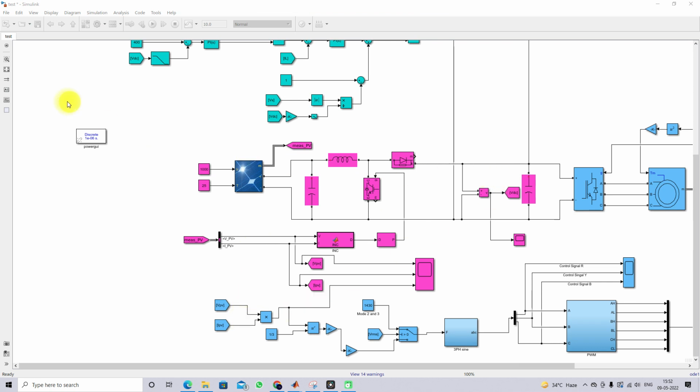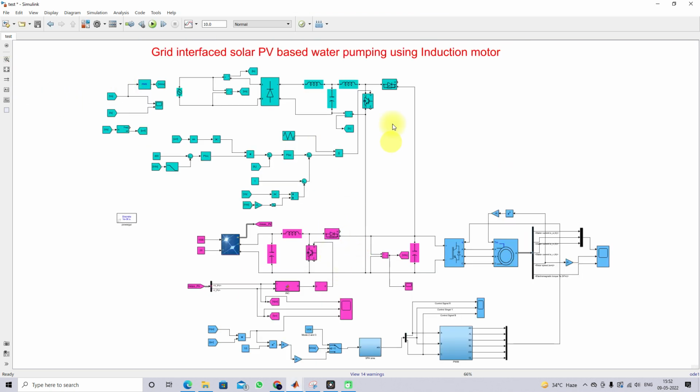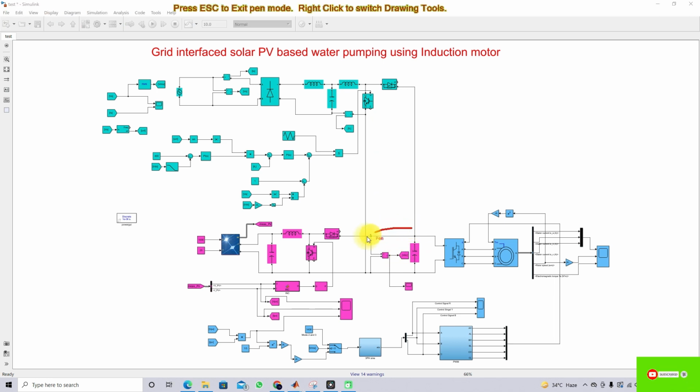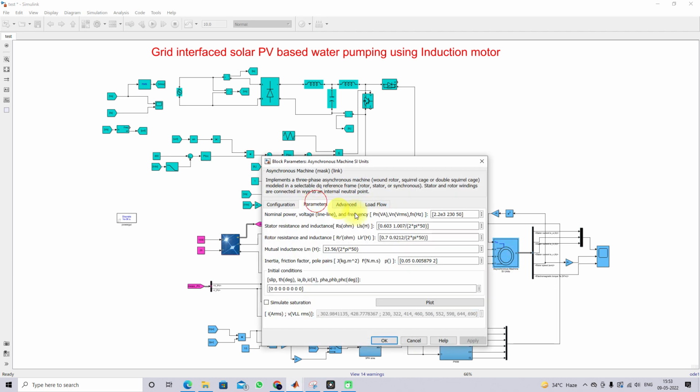The output of this boost converter and the output of the power factor correction converter are connected at a common DC link. This supplies power to the induction motor. Here we have a 3-phase voltage source inverter and a 3-phase induction motor. The rating of the induction motor is 2.2 kVA, 230 volt, 50 hertz.